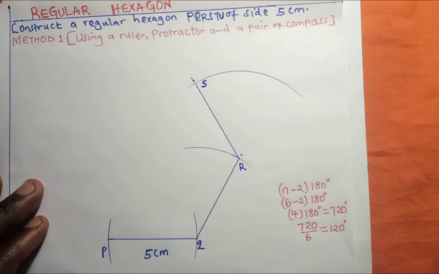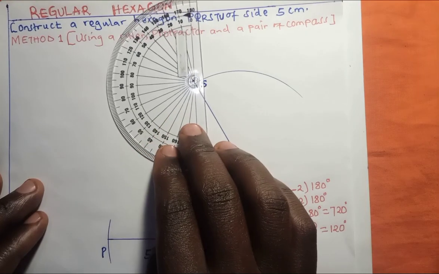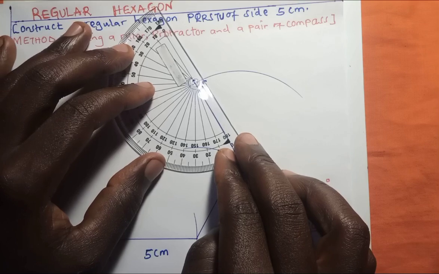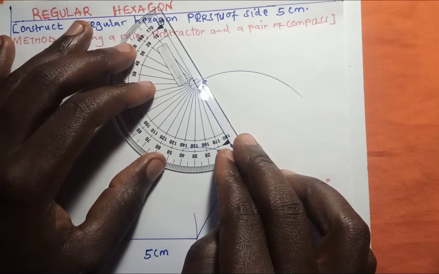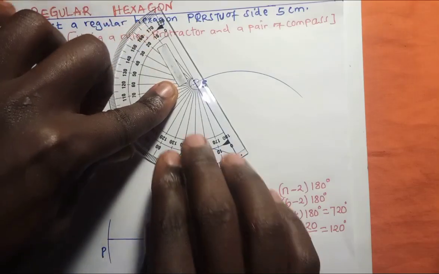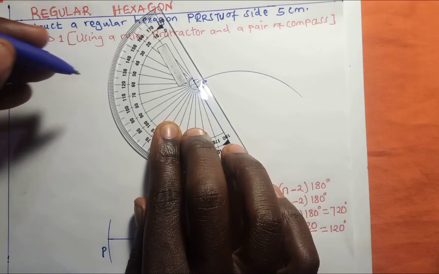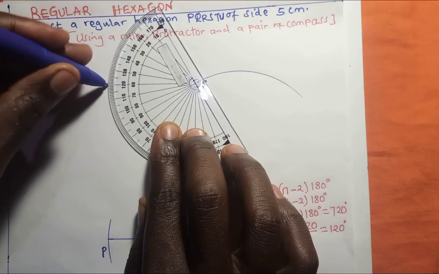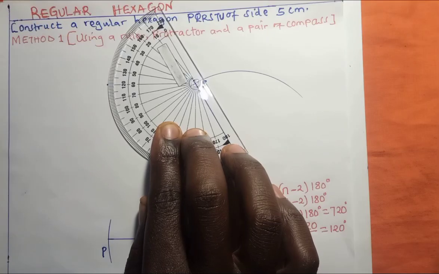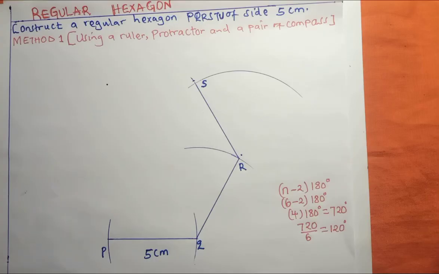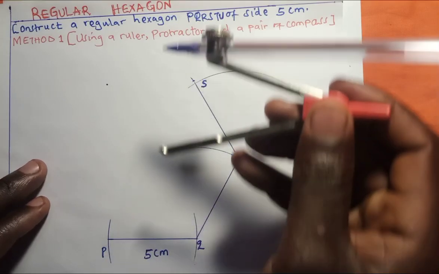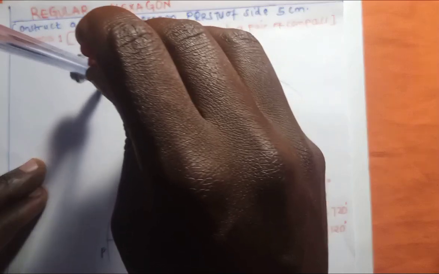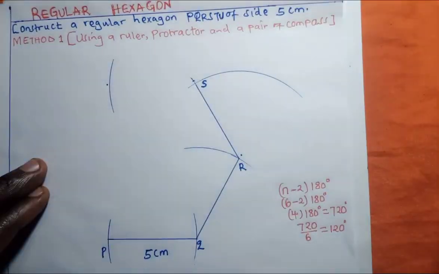And of course, from this point S, we can go ahead and align our protractor like this on this point, and measure 120 degrees. This is where 120 degrees is. Let us mark the point. Let us put a dot there. And of course, we are going to use our pair of compass. Make sure that the length is 5 centimeters. So let us mark 5 centimeters just like this.